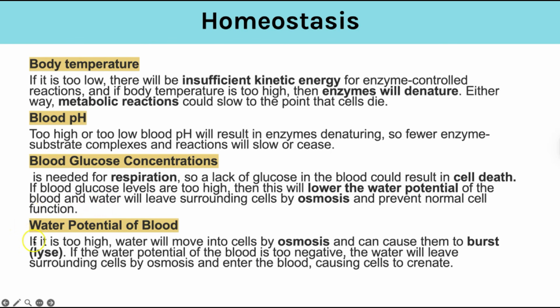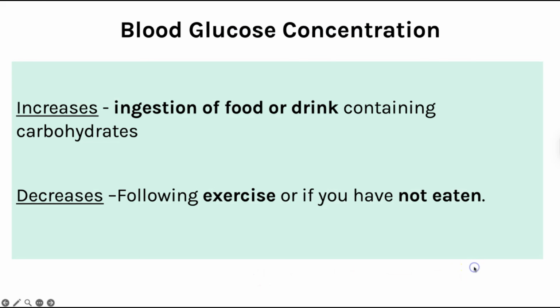The water potential of the blood then, if it's too high, water moves into cells by osmosis and that could cause them to burst. And if the water potential is too negative, the water leaves the surrounding cells into the blood and that can cause the cells to crenate.